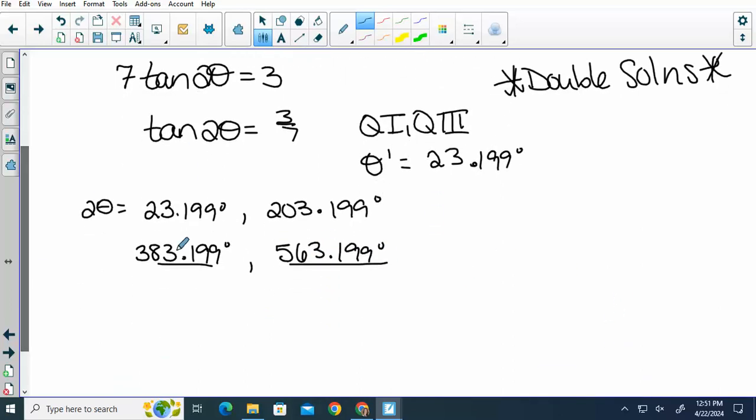So that's what 2 theta equals. So then to get theta, we divide every one of those by 2. That's a lot of decimals. Let's just go to 1 decimal place. Awesome.